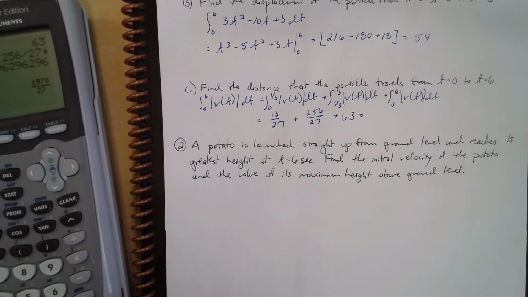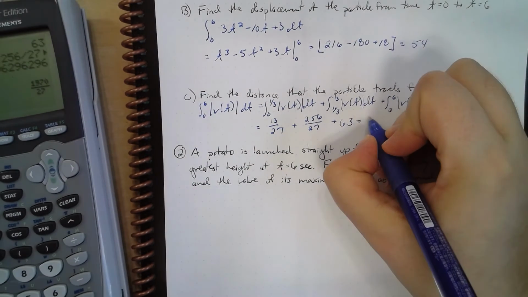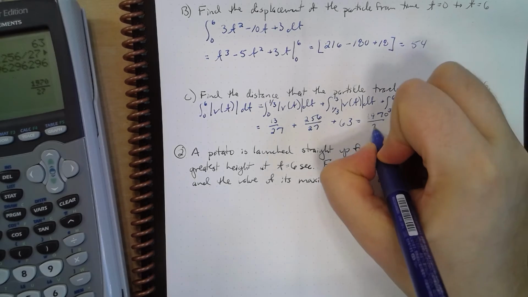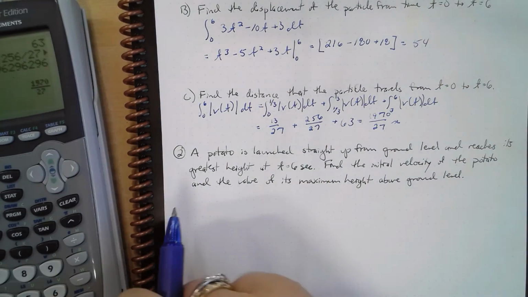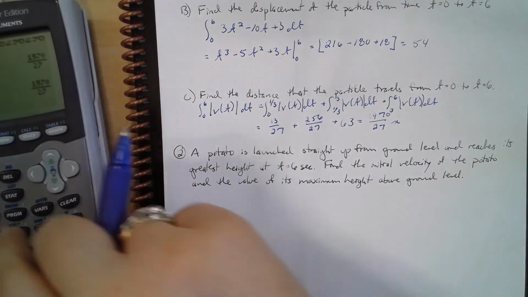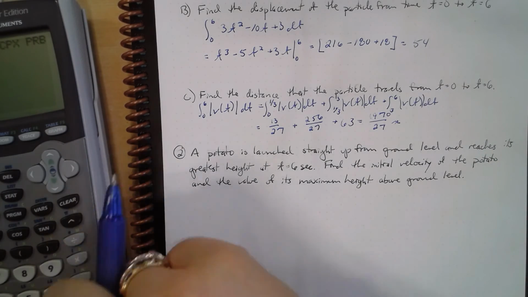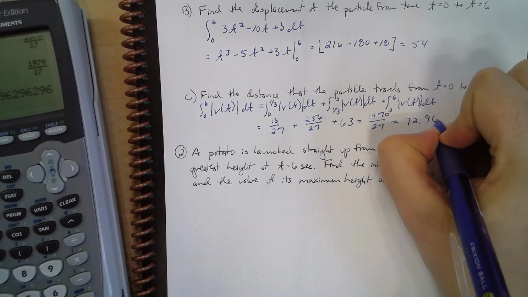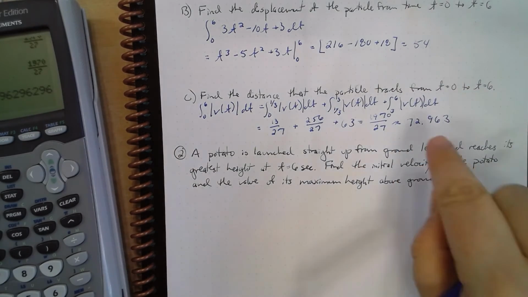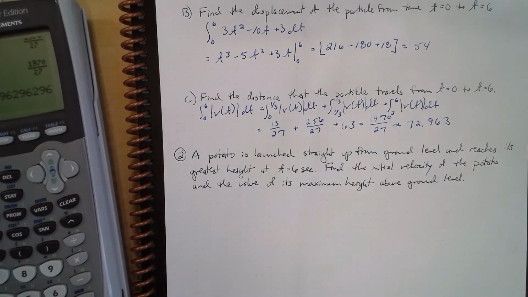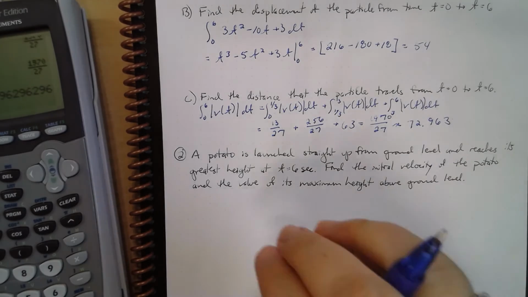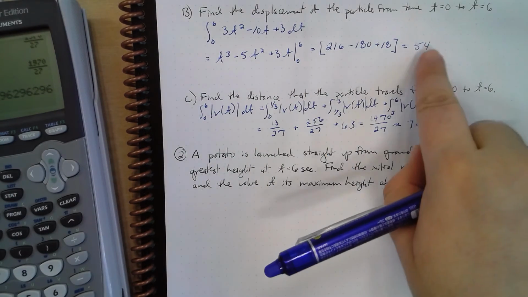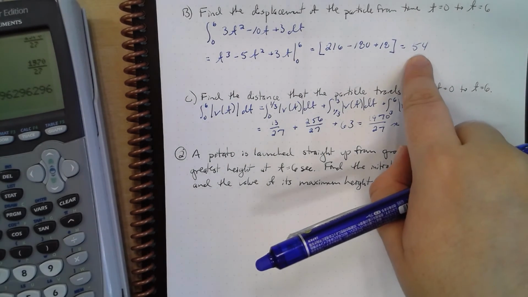Okay, so I calculated these, I add them up, I get 1970 over 27, which is about, I want it as a decimal, 72.963. Remember, you should be using 3 decimal places in calculus. So that's the distance that we traveled, even though we were only displaced 54, okay?